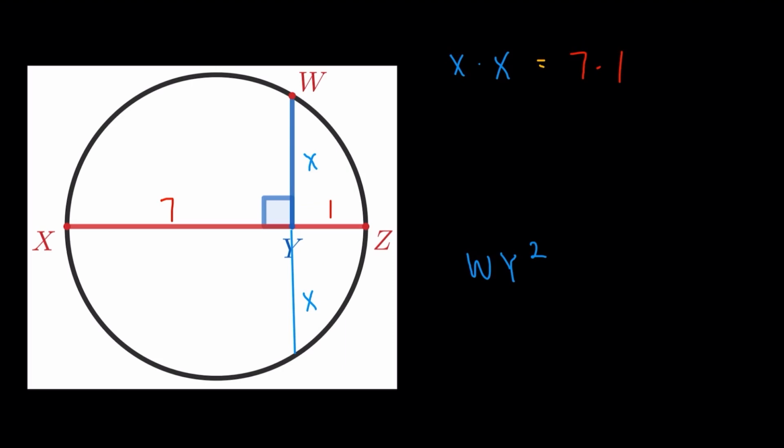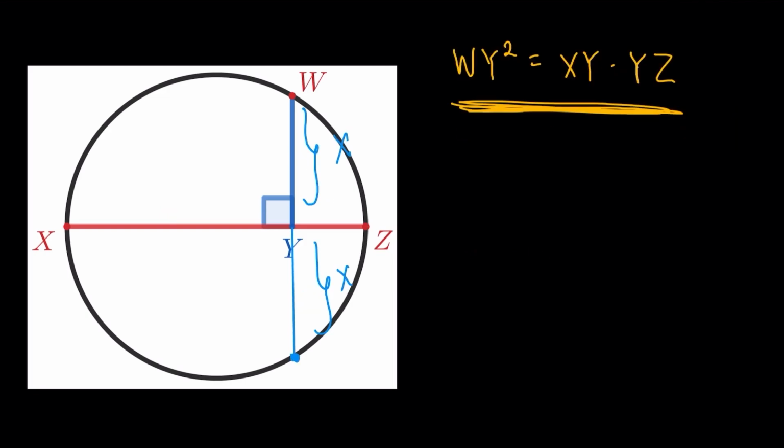Afterwards, it's really just a matter of using the intersecting chords theorem. So we do have two chords that intersect. So x times x should equal 7 times 1. X times x is going to give us WY squared, as mentioned in the start. And then the 7 is equal to the XY, and then the 1 is going to be the YZ. So that's going to be enough for the proof of WY squared being equal to XY times YZ.